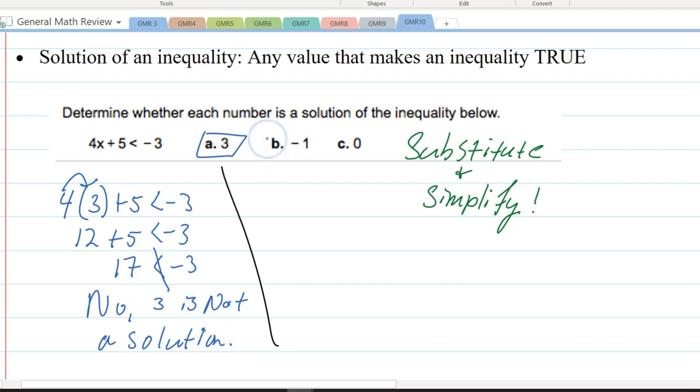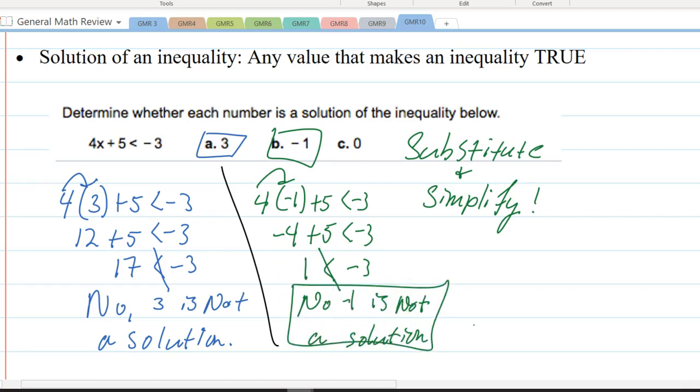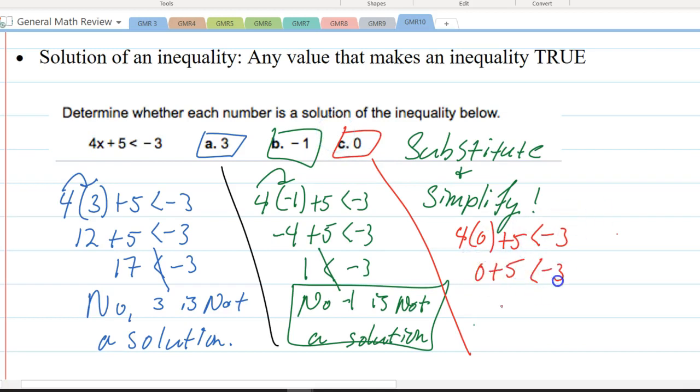For the next one, we have x is negative 1. I substituted the negative 1 in for x, and now I simply simplify. Again, that's a false solution. So we would say no. No, negative 1 is not a solution. And for the last problem, I substitute the 0 into the x, and I simplify. And we would say no, 0 is not a solution.